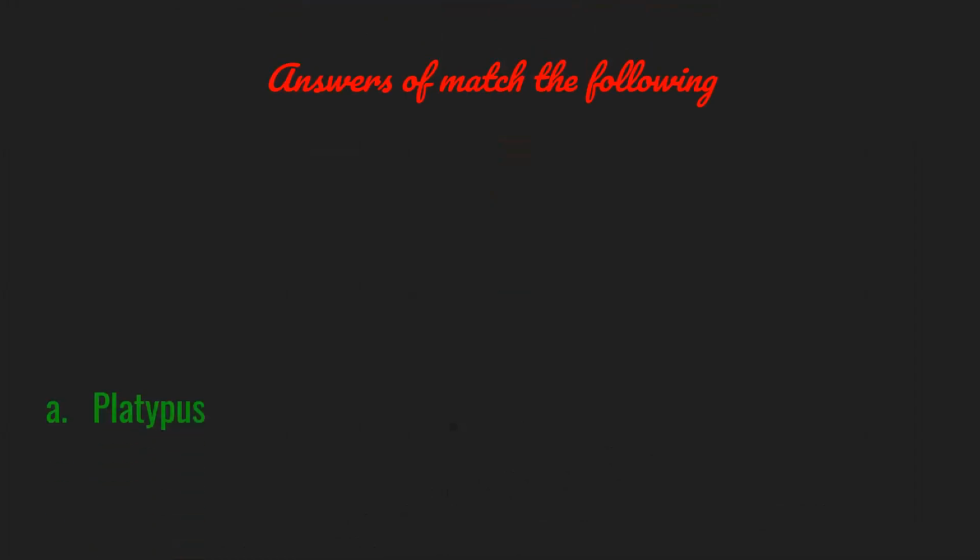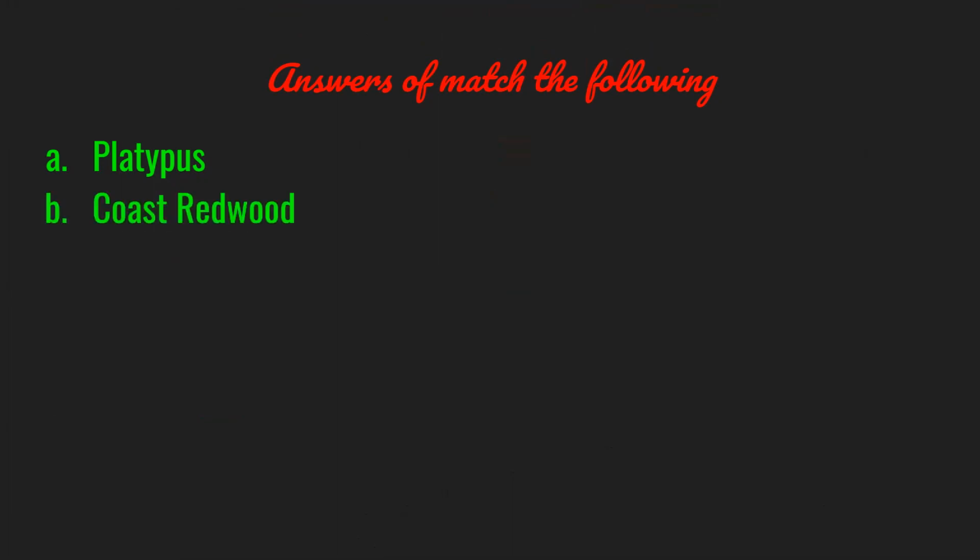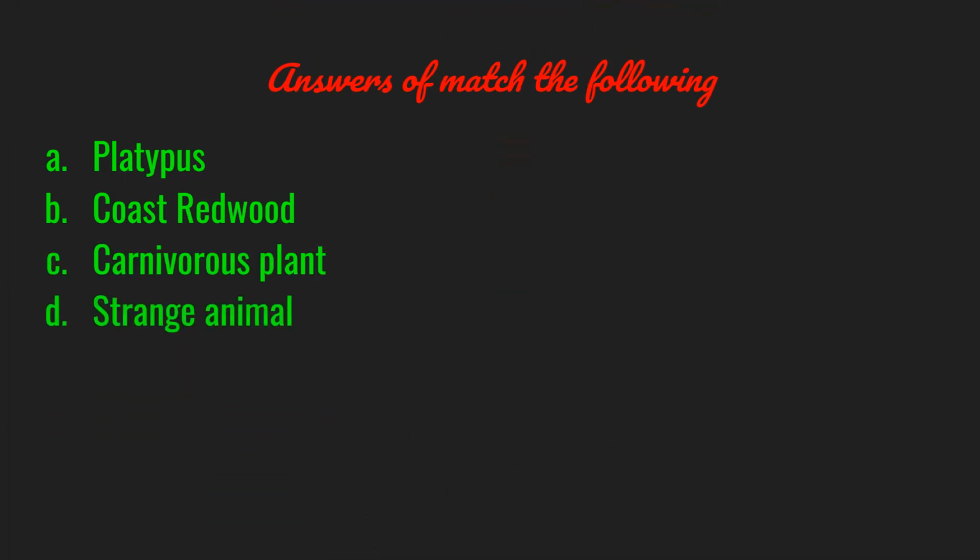Now let us see the answers. I discussed the left and the right sides both. Now you check the answers. Number 1, platypus. Number 2, coast redwood. Number 3, carnivorous plants. Number 4, strange animals. Number 5, reptiles. So you check your answers. Next is the python. Let's come to the next topic.